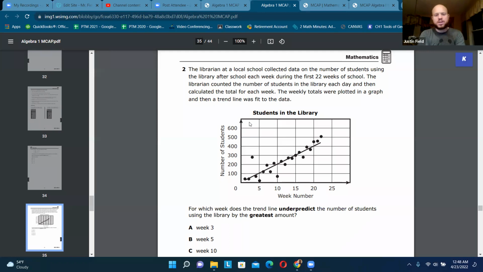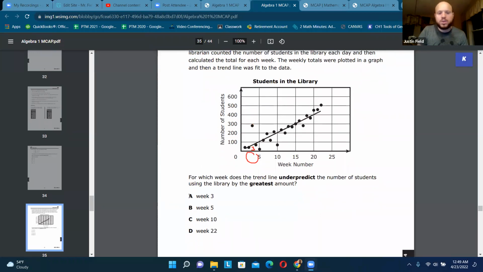For which week does the trend line underpredict the number of students using the library by the greatest amount? So underpredict means which point is the highest above the trend line. I think we all see that at this point right here, which looks like about week 3, right? At week 3, our trend line was way below the actual data point. So it's A, week 3.